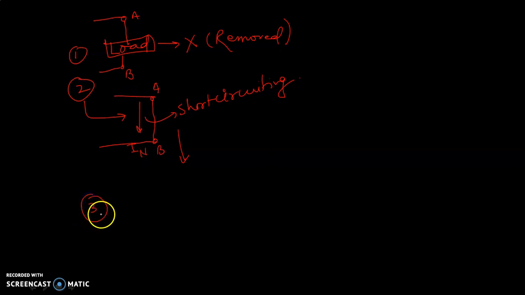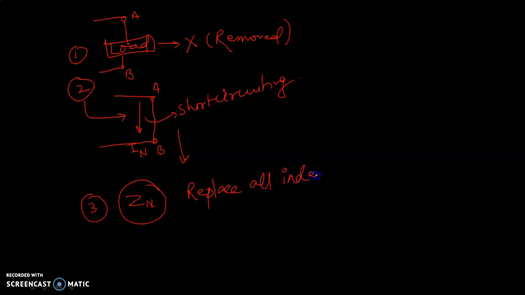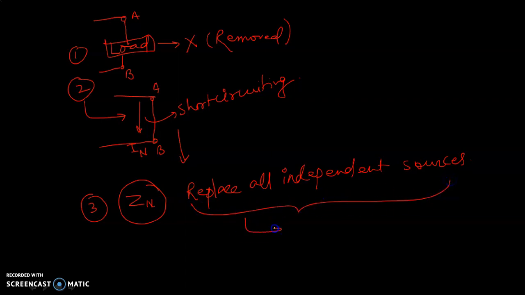Point number 3, while calculating Zn, which is Norton's equivalent impedance, please replace all the independent sources present by their internal impedances, and find the driving point impedance as seen from load terminal AB.